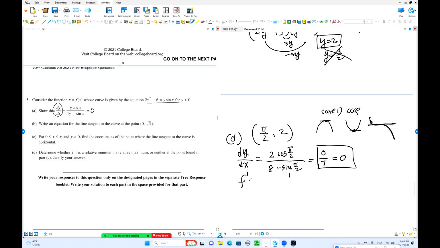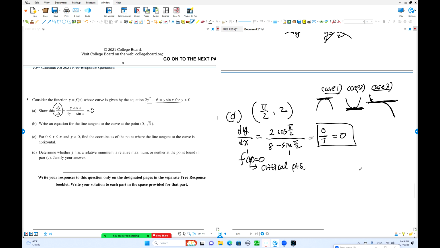F prime of x equals zero means, at this point, we say critical point. You have three different critical points, case 1, case 2 and case 3. They are all called critical points, and their slope is all horizontal. So how can you check? We check the second derivative. If the second derivative is positive, it is concave up, so a relative minimum. If it is concave down, it is a relative maximum. If it is zero, it tells us nothing.